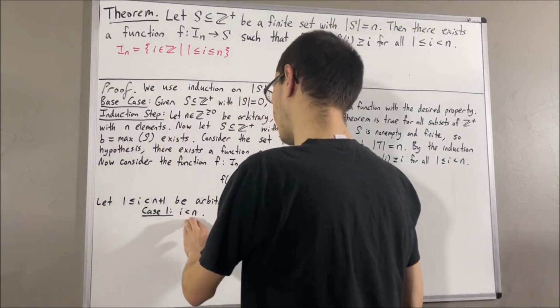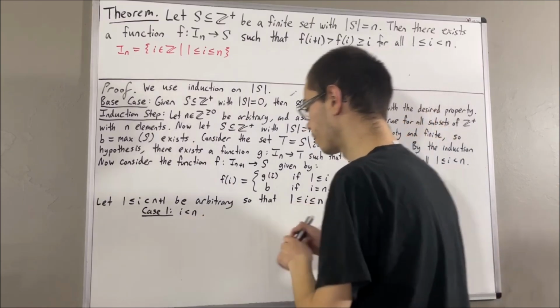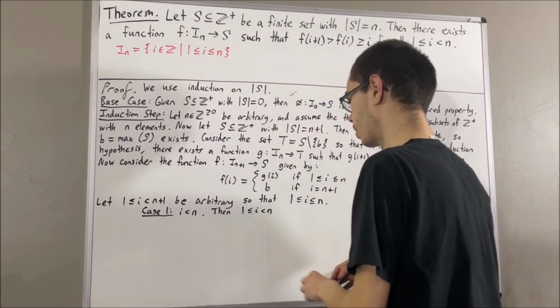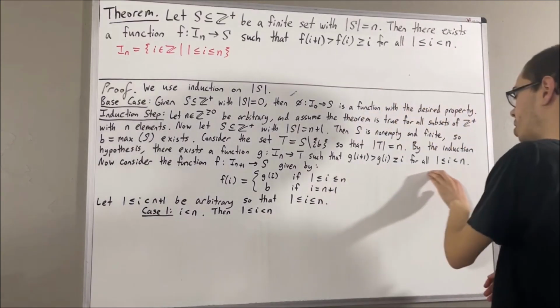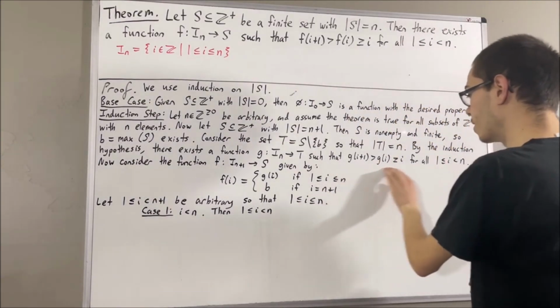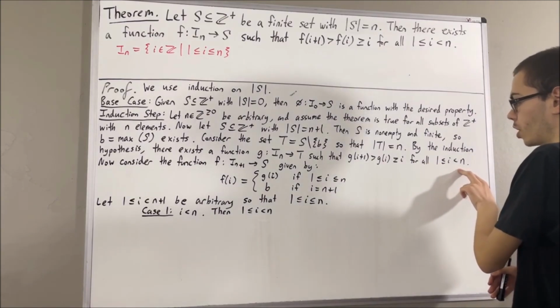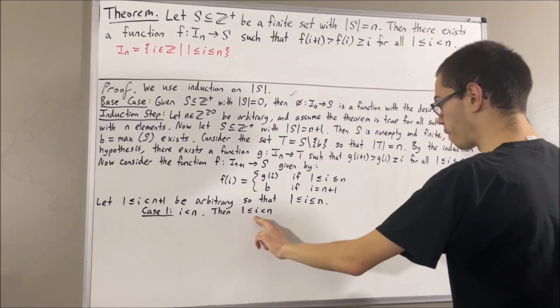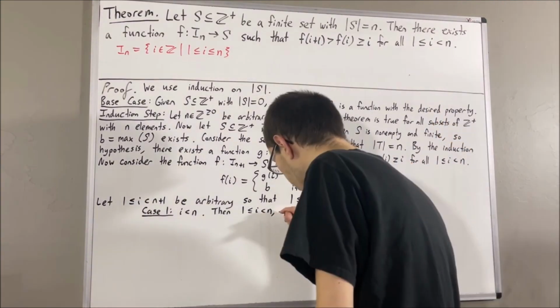If i is less than n, well then we have 1 is less than or equal to i is less than n. And because this inequality is true, let's go to the fact that we know about our function g. This statement works for all integers that satisfy this inequality. So in particular, it must work for i. Therefore, we have g(i+1) is greater than g(i) is greater than or equal to i.